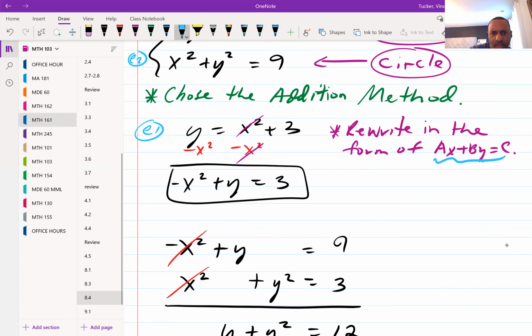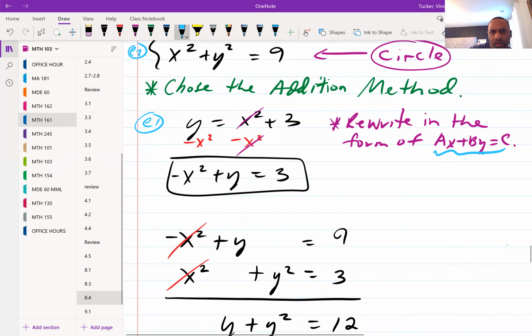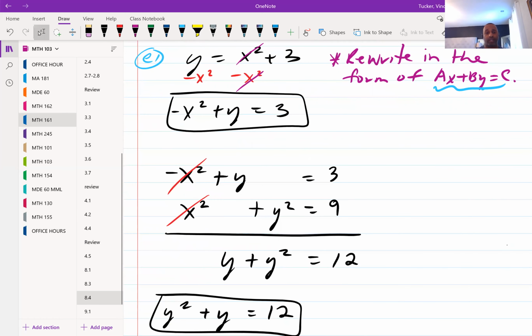Let me see. Did I write something wrong here? X squared plus y squared, oh, the 9. I mixed up these. Should be a 3 here and a 9 here. Okay, still doesn't change the result, but just want to make sure my notes are right. So negative x squared plus y equal to 3. X squared plus y squared equal to 9. So x squared and negative x squared cancel out. Y is not added to anything. Y squared is not added to anything. They're not like terms, so you just bring them down. 3 and 9, add them together, you get 12.